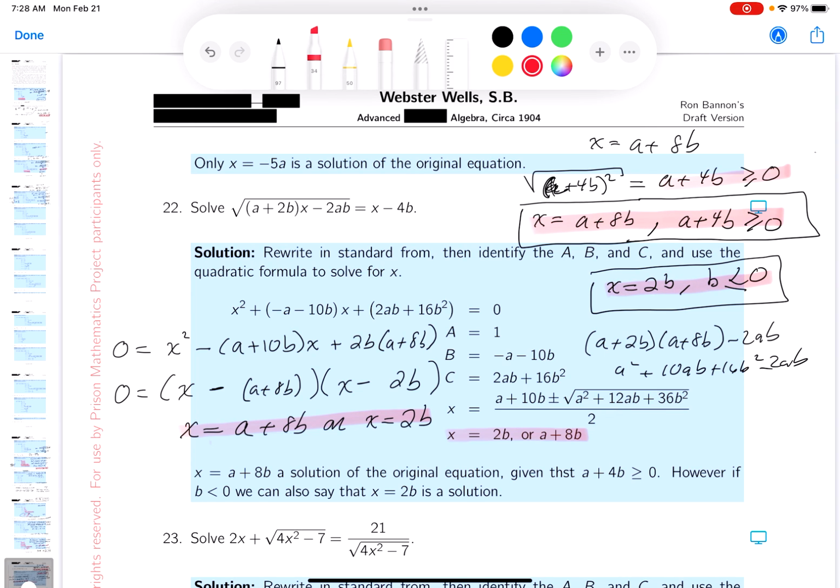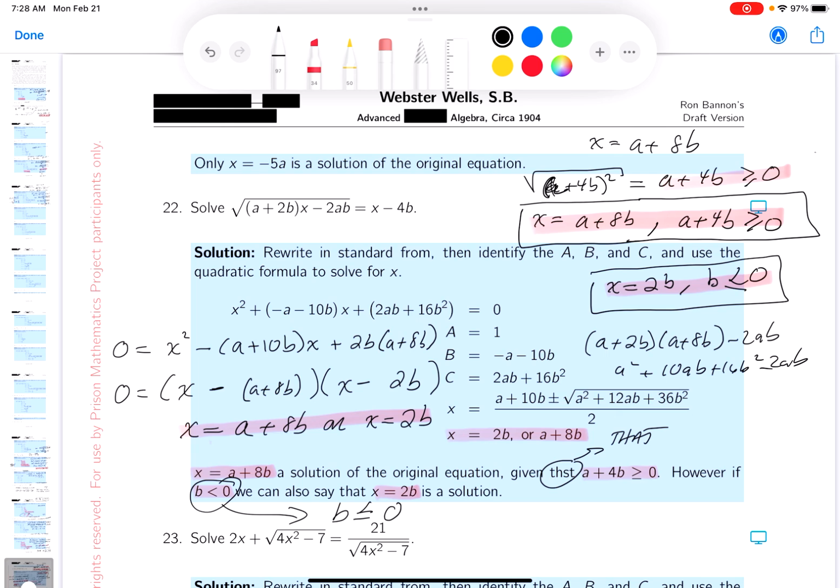Let's read again, and it goes on over here. It says this is solution provided, whoops, I noticed there's a typo there, provided that a plus 4b is greater than or equal to 0. And then it goes on to say, if b is less than or equal to 0, you can also say x equals 2b. All right, I'm going to revise this over here. So there's two corrections I need to make. I just noticed them. This is a word that needs to be corrected. This is given that. And this one over here is b less than or equal to 0.